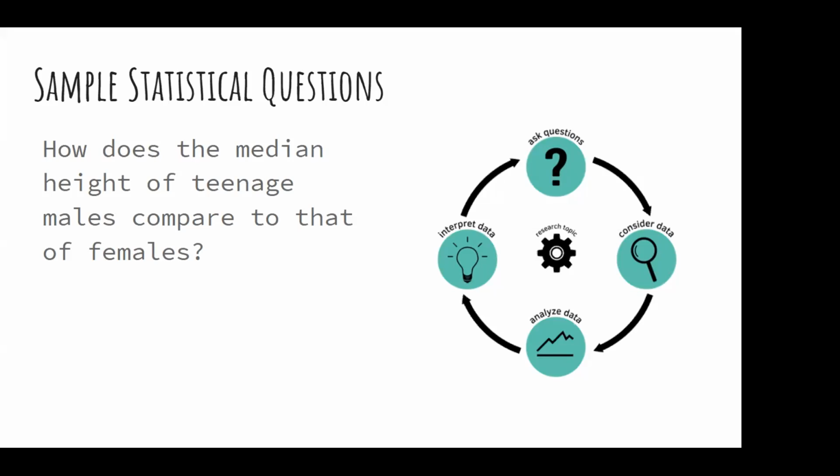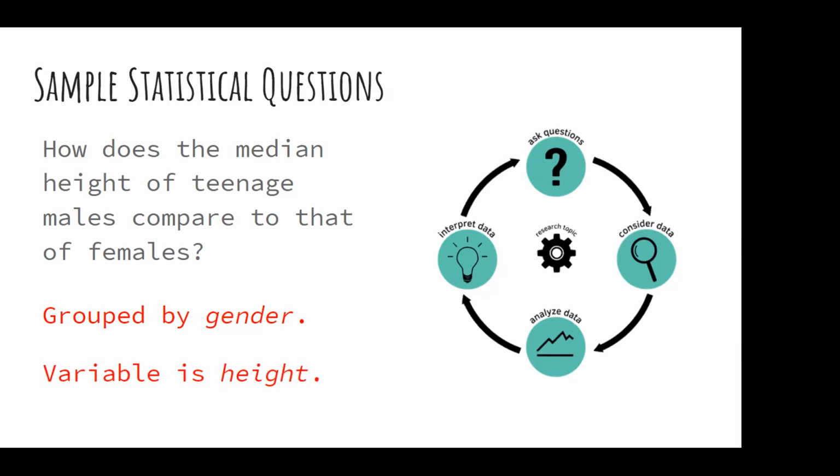So yes, how does the median height of teenage males compare to that of females? So we are comparing the genders, right? We're comparing male versus female. So gender is going to be what we group by, male versus female. What are we comparing about male versus female? We're comparing their heights. Okay, so I would make a graph where my main variable was height, and I would group my data based on gender, male or female. So I could see male heights, female heights.